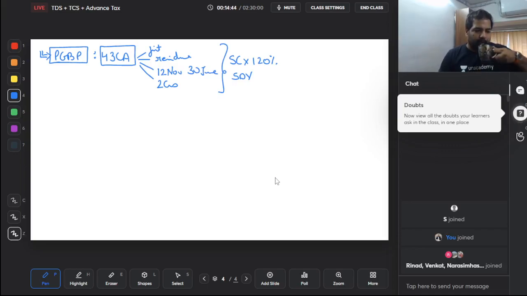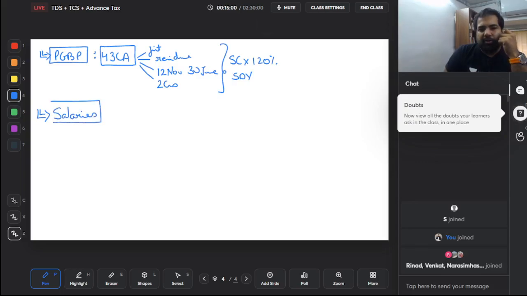All right. The same change is there in IFOS also when you are receiving that asset for less than adequate consideration. Then in salaries, guys, there is a change which I don't know how difficult or important it is from an exam perspective, but you should still know the change. Very important change, guys. Something very big happened here.